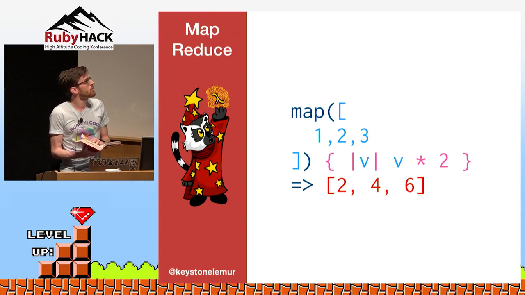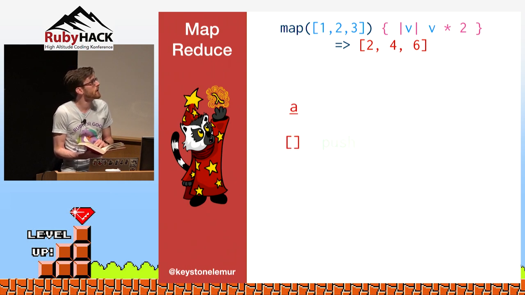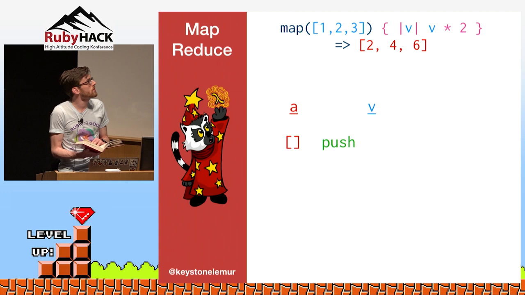So we call this with a function, much like we would with the normal map, of v times 2, and we get back a new list of 2, 4, and 6. But let's take a look into how that works. We start out with an accumulator, in this case an empty array, and we push onto that the result of 1 applied to our function, which would be 1 multiplied by 2, which is going to give us back a new list containing just the element 2.